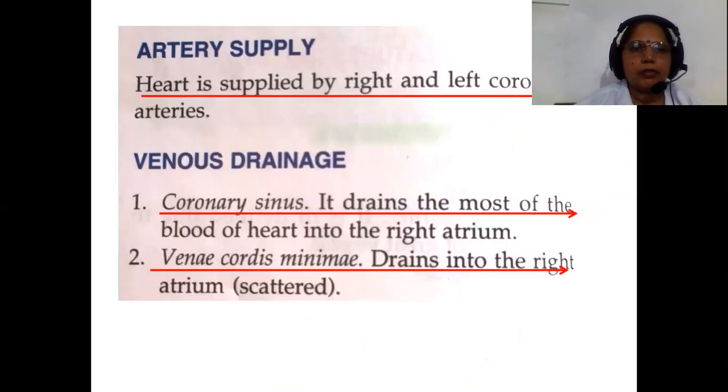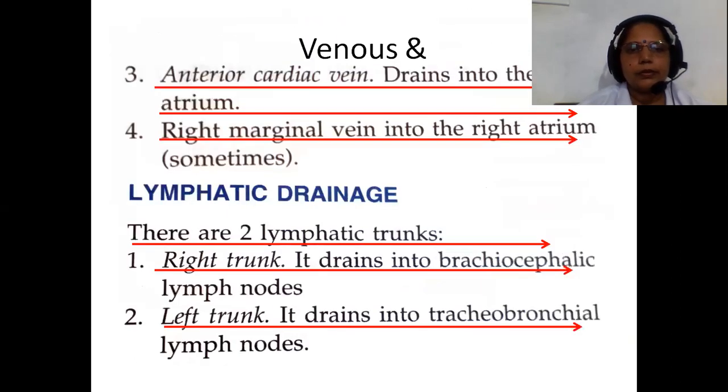Next, what is the arterial supply of the heart? The heart, it is supplied by the right and left coronary artery. Then what is the venous drainage of the heart? It is supplied by coronary sinus and venae cordis minimae. This coronary sinus, it drains most of the blood of the heart into the right atrium, and venae cordis minimae, it drains into the right atrium. It's present scattered. Third part of the venous drainage, anterior cardiac veins drain into the right atrium and right marginal vein into the right atrium. Sometimes it is present.